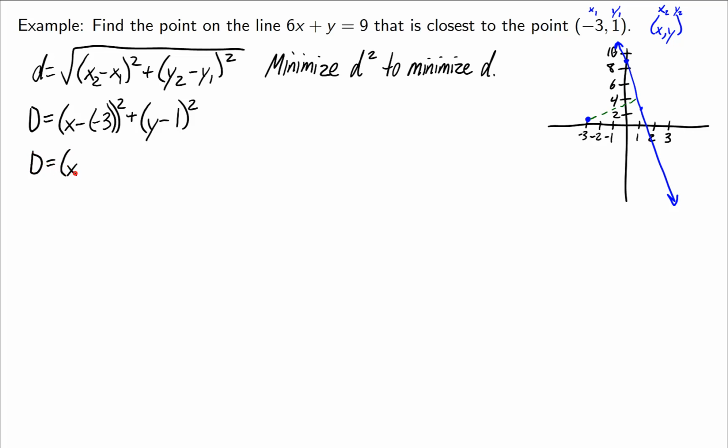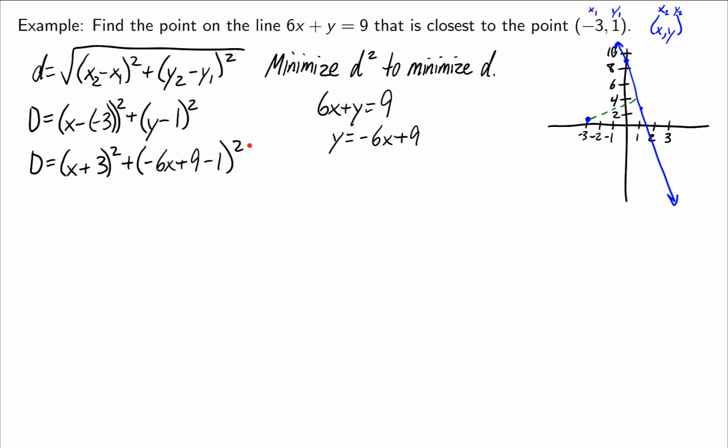Now I can write this as x plus 3 squared, but then for the y, let's take our constraint, which was the equation of the line, and get y in terms of x. I know that 6x plus y is equal to 9, so I can get y is equal to -6x plus 9, and I'm going to use that in my formula.